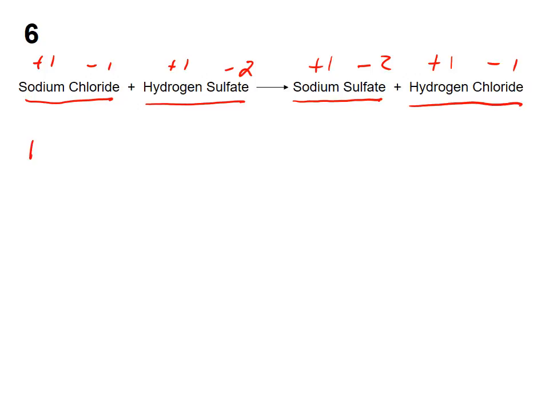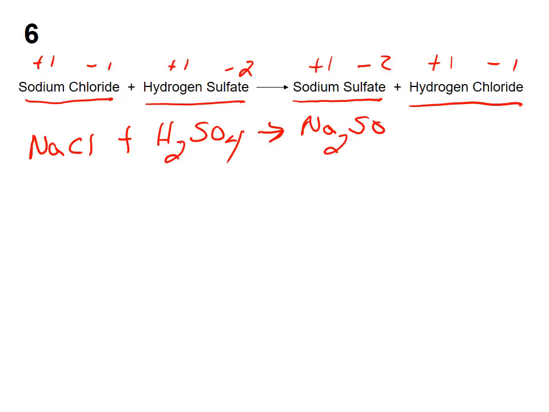So for sodium chloride, it'd be NaCl, they just go together, plus hydrogen sulfate would be H2SO4. We'll produce sodium sulfate, which would be Na2SO4, plus hydrogen chloride, HCl. Okay, so now that I've written them right, I can start to look at my balancing.